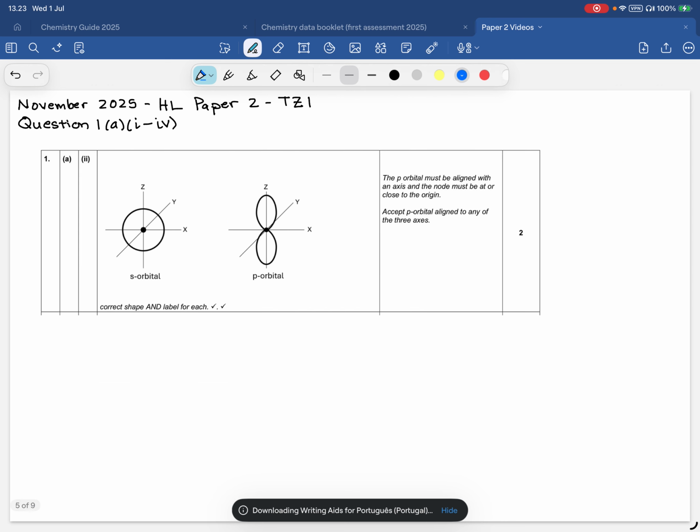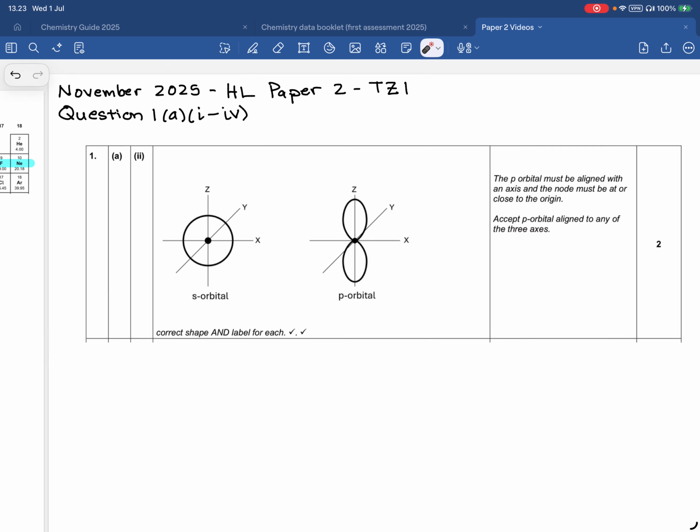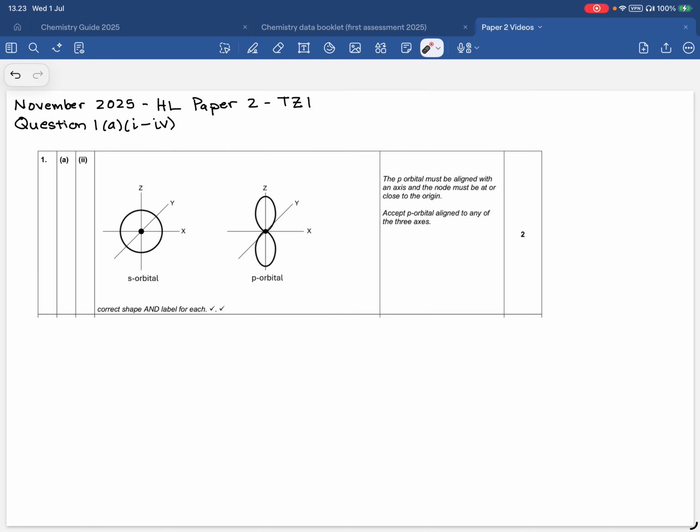So what did they say? They said you have to have the correct shape and label for each. So you needed to have the fact that it's an s and a sphere. That'll get you 1 of the points. p and a dumbbell shape gives you the other. It says it must be aligned with an axis, the node, the point where there's no electron density, must be at or close to the origin. And then it says that you could choose any of the 3 axes. Of course, they gave you no guidance as to which one to choose.